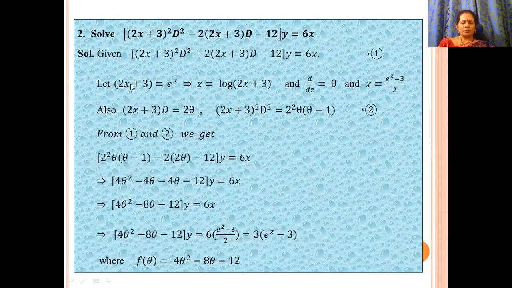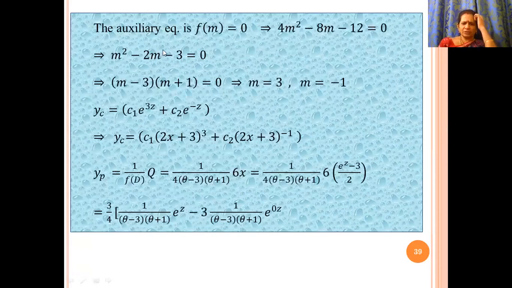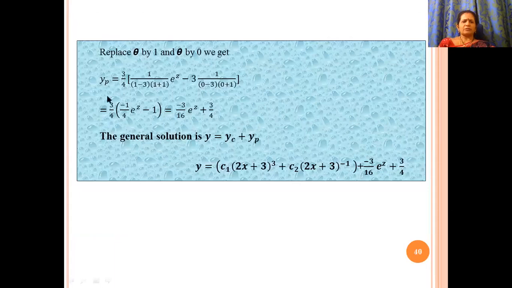This is the second problem in Legendre's. Apply the Legendre form and we get the auxiliary equation. After getting it, we get two distinct real roots. According to that, you can write down the complementary function. Then the particular integral. This is the particular integral format. Here the function Q is nothing but 6x, and x is nothing but e power z minus 3 by 2. Simplify that and we get YP. Finally, replace theta by 1 and theta by 0. We will get this, then we can write down the general solution: Y is equal to YC plus YP.